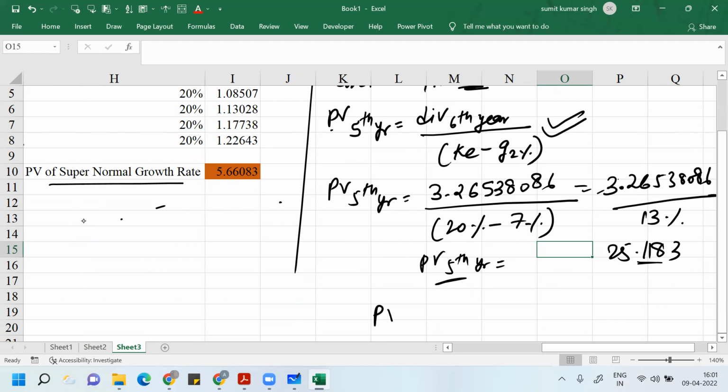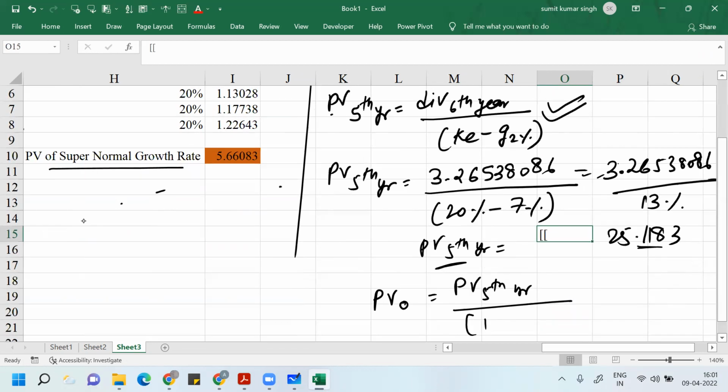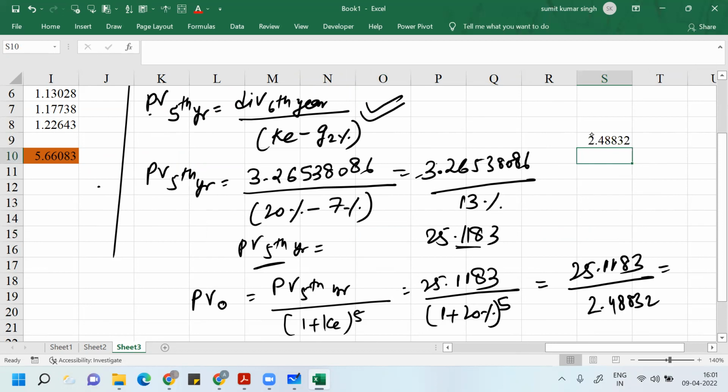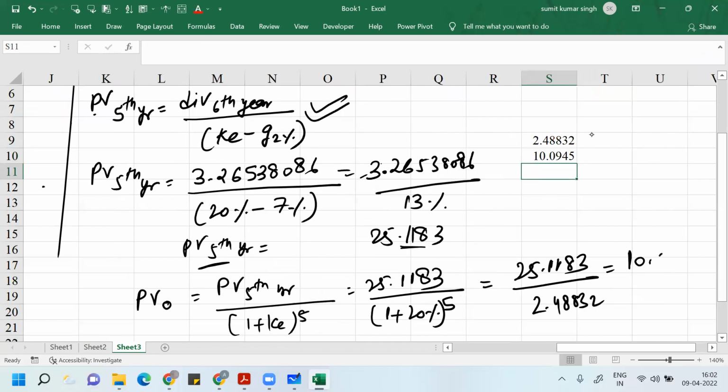But whenever we are doing valuation, I want the present value now. So the present value now will be the present value after 5 years divided by 1 plus cost of equity for 5 years. So divide this 25.1183 by 1 plus the cost of equity, 20%, to the power 5. If you do this calculation, 1 plus 20% to the power 5 gives 2.48832. If you divide 25.1183 by this, you'll get 10.0945. This is the value for constant growth rate.